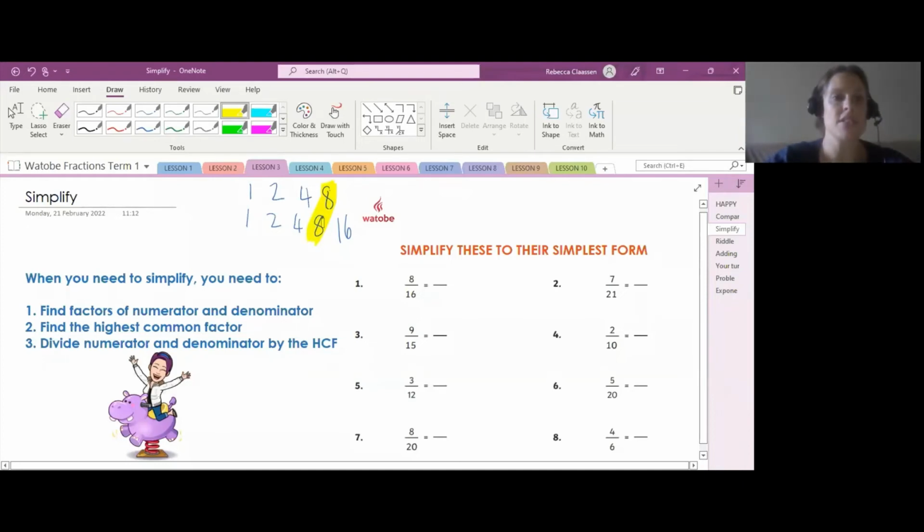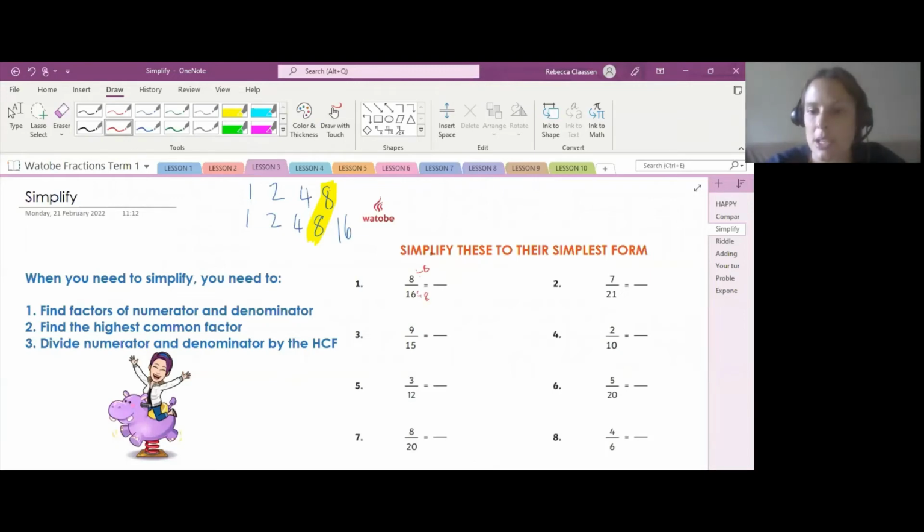Okay, so now this means that we can divide. We can divide our numerator by 8 and we can divide our denominator by 8. Right, so Ota, what's 8 divided by 8? Anati, can you read? It's 1, and 16 divided by 8, Ota, is?